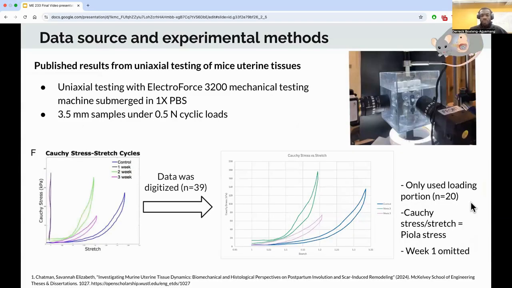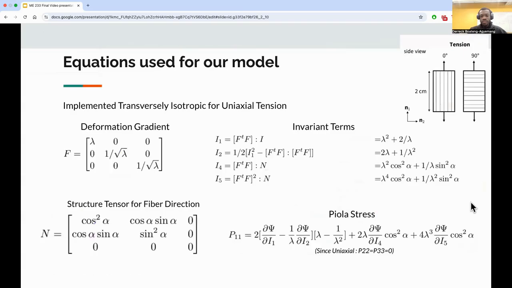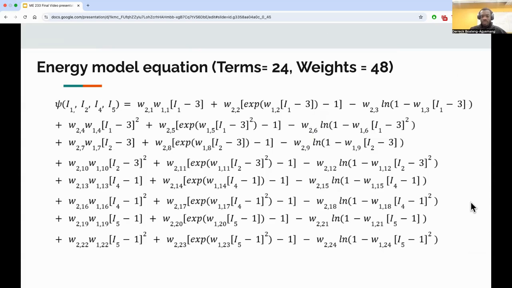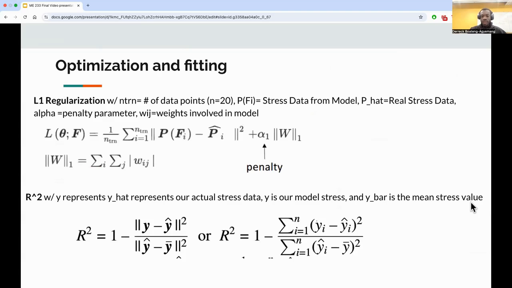Our data is derived from published uterine tissue uniaxial testing, and we digitized this data and then used it for our model. So for the equations, by modeling the uterine tissue as transversely isotropic, we can see how the deformation gradient and the fiber direction tensor play into the invariant terms and the PK2 stress. So displayed is our free energy function with 24 terms and 48 different weights. And then to optimize our model, we used L1 regularization, and we also checked the fit through the R-squared values.